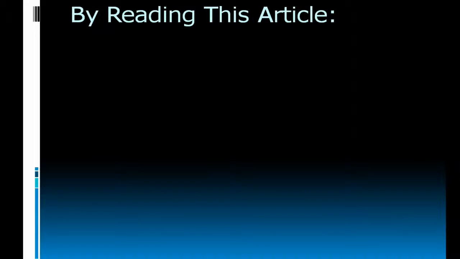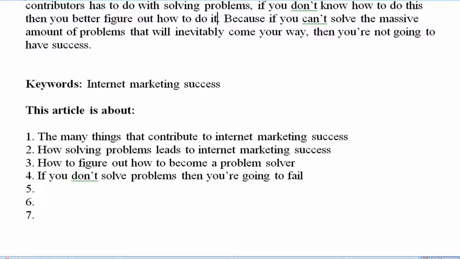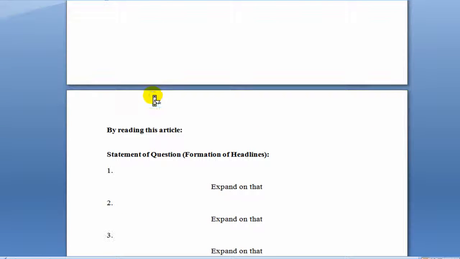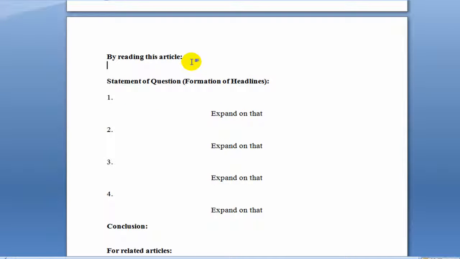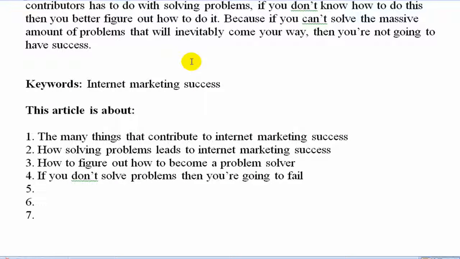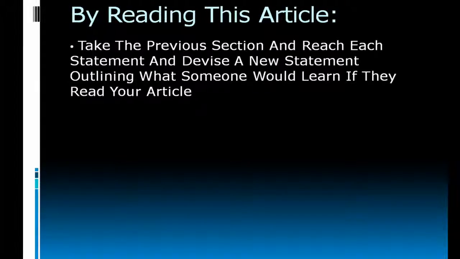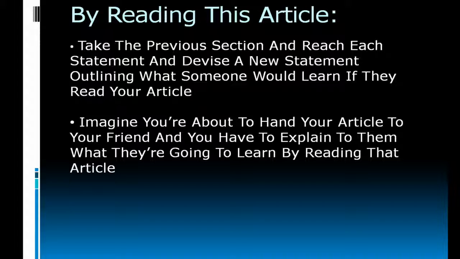Rinse and repeat. So by reading this article, which is another section under here, so you already have this top page filled out, and I separated this by another page. By reading this article is going to be right here, and I will show you what that means. Right here, you have to take the previous section and devise a new statement outlining what someone would learn if they read your article. So you want to imagine that you're handing your article to your friend, and before you let them open up the page, you want to explain to them, hey, this is what you're going to learn by reading this article.